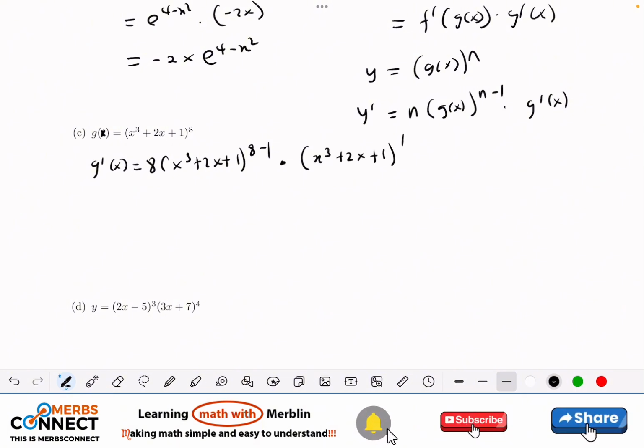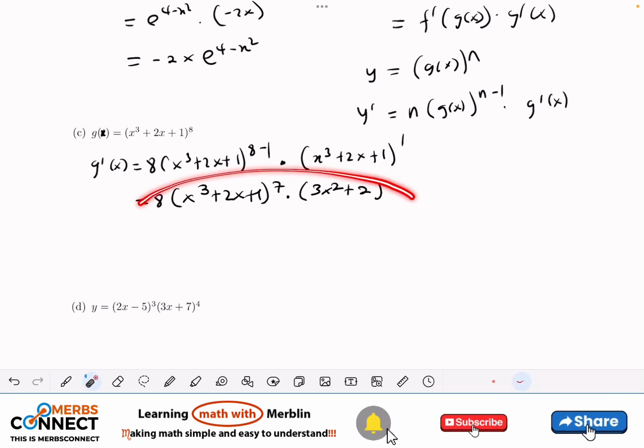You can just do the differentiation straight, but I just want to put this one so that you will see what I'm differentiating here. So what did I do? I dropped the 8. I maintained the whole function, but I subtracted just 1 from the power. Then when I finish, I'll pick the one in the parenthesis and differentiate. So when I simplify this, I'm going to have 8 times (x to the power 3 plus 2x plus 1) to the power 7 times. Now when I differentiate x to the power 3, I'm going to have 3x squared plus, when I differentiate 2x, I'm going to have 2. When I differentiate 1, I get 0. So this will be the final result for this.